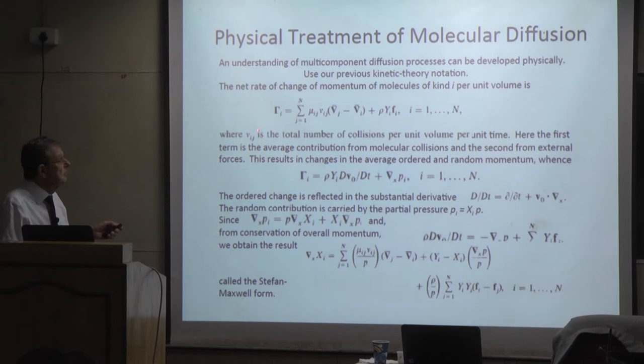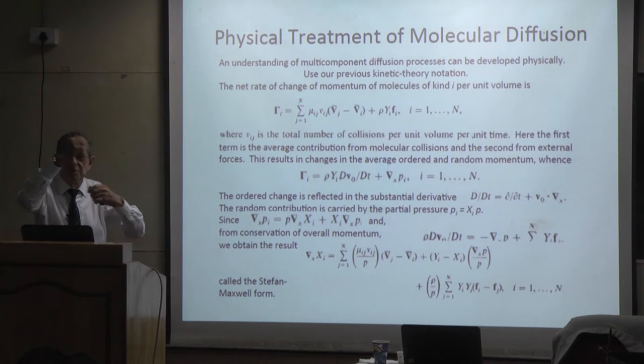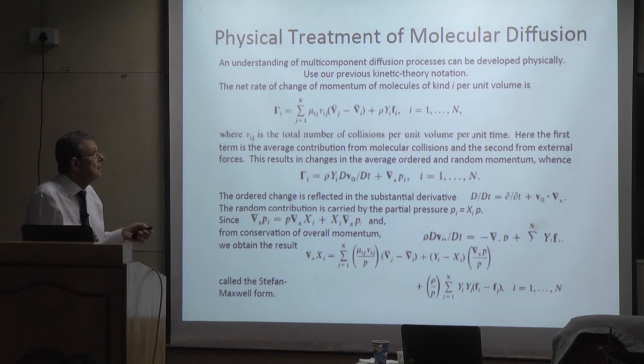So you're looking at a unit volume of space, molecules of kind I, but then they're also colliding with the other molecules inside that unit volume. And so the net transfer of momentum is going to depend on the net difference of velocities of the molecules that are colliding. And that net difference then is proportional to the difference of the diffusion velocities of the molecules.